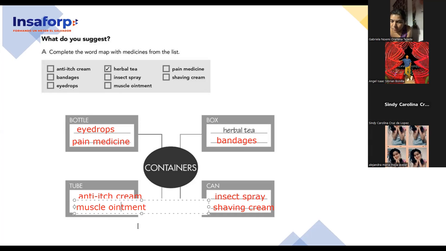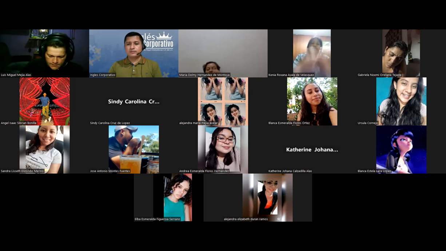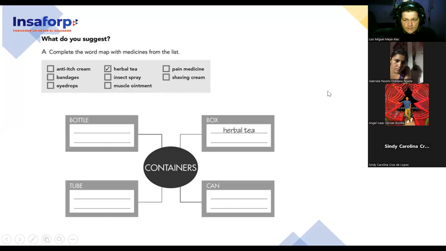Thank you. So, these are the containers, right? Look, we have a box, bottles, tube, and can. Very good. Thank you. Containers. Okay, dokie. Let's take a look at the next exercise. Give me a minute. Sorry. Okay, dokie.